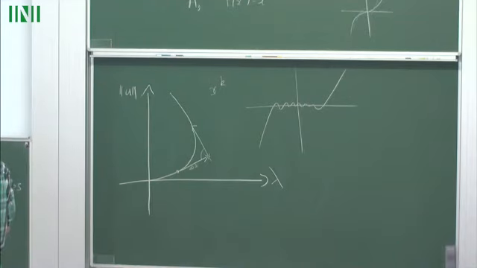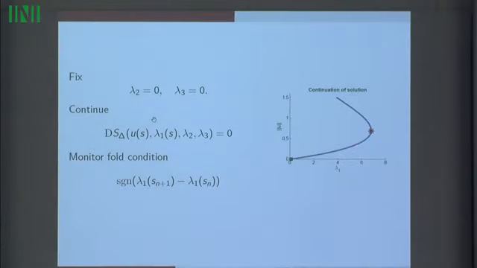I start just with a simple zero solution, and I continue the solution, and during this, I just monitor whether the parameter suddenly starts decreasing. So first the parameter increases, and then suddenly the parameter starts decreasing, and then I know there must be a fault.